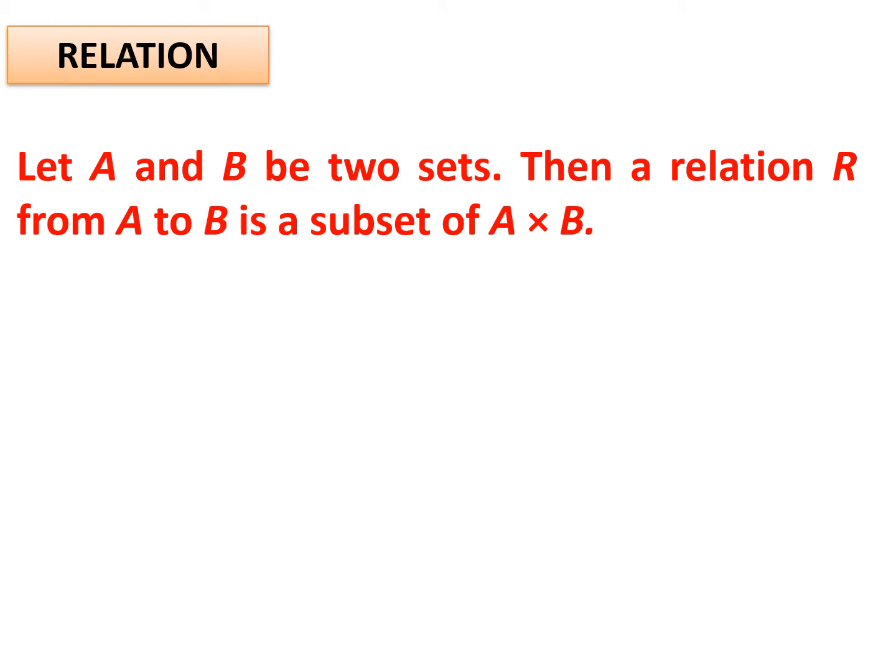A and B are two sets. Then a relation is a subset of A cross B. You have seen it in class 11. We started with a set, and when we were defining the operations on sets, this is one of the operations on sets. It is a cross multiplication.